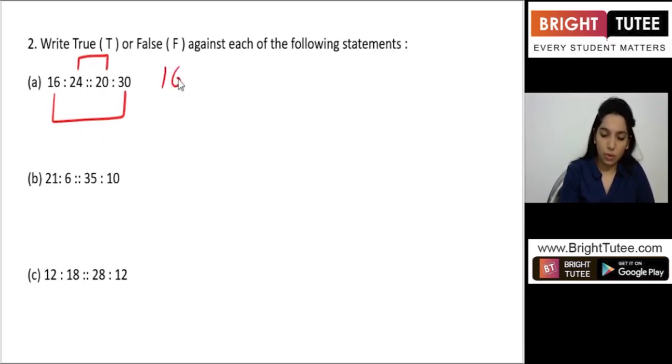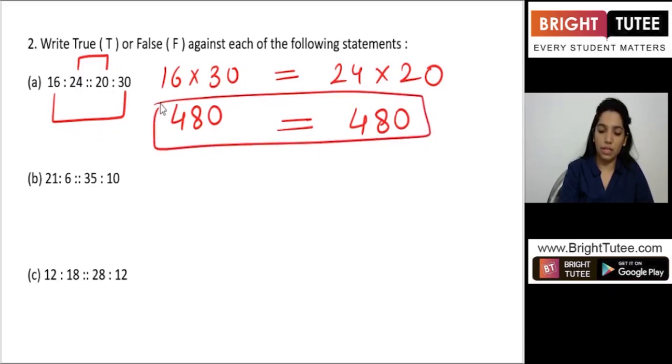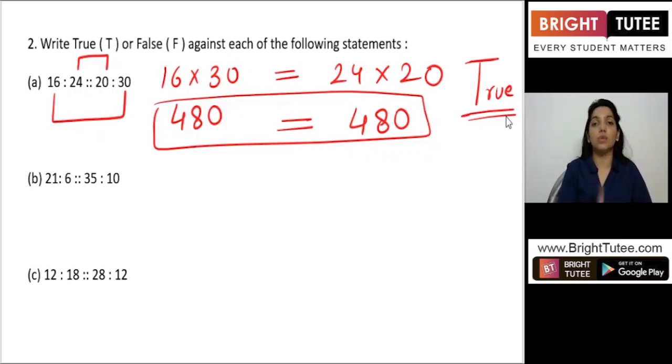Okay, so let us see what is the product of extremes. So we are going to do 16 times 30. It is 480. Let us see whether it is equal to the product of means, that is 24 times 20. So 24 times 20 gives 480. So clearly, because both these numbers are equal, therefore the statement is true. Okay, I'm writing true for this statement because we can see that the product of extremes is equal to the product of means.